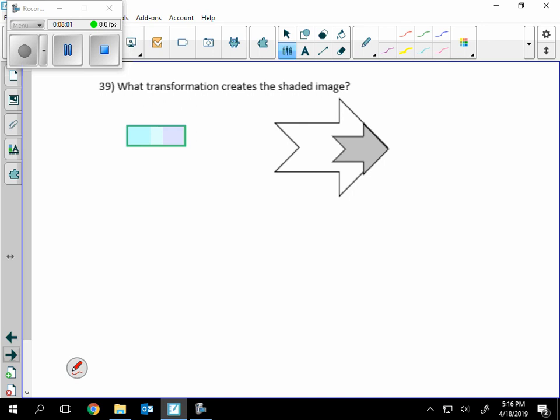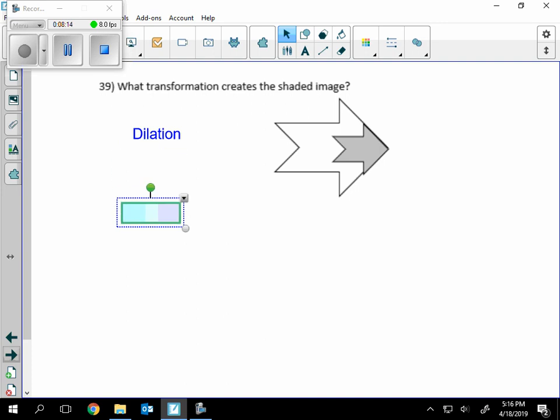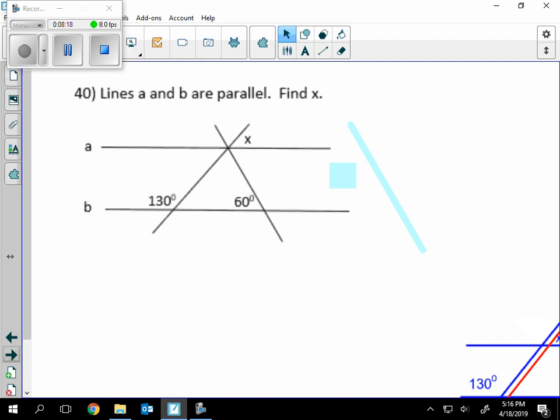Number 39. What transformation creates the shaded region? Clearly it's smaller, and I can tell by the way they've worded it, they want just one, and that would be a dilation. It's just smaller, similar in shape. Number 40. Lines A and B are parallel, and we're supposed to find X. So parallel, I'm going to indicate right here that they are parallel, and they want us to find angle X.